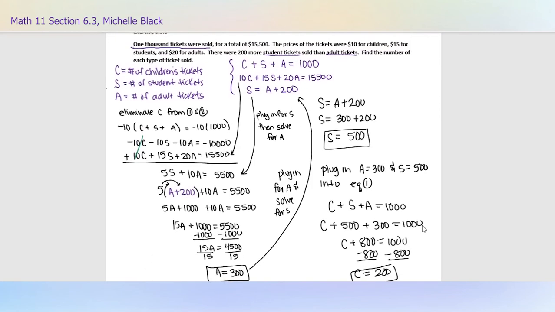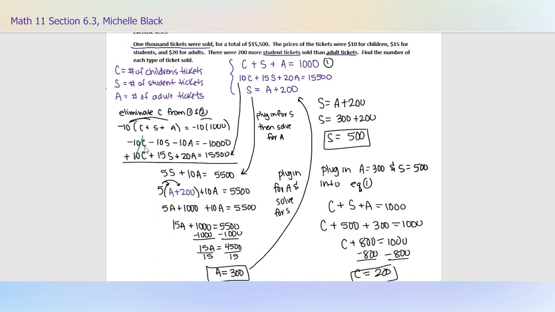So, the first thing I did was I looked at equation 1 and equation 2, and I noticed that I could easily eliminate any of my variables because all of the coefficients in equation 1 were positive 1. Looking at equation 3, I saw that the only variables I had were S and A. So I thought it would be smart to eliminate C so that I would end up with another equation only involving S and A. So what I did was I multiplied equation 1 by negative 10. That way when I add it to equation 2, the C's will cancel out. So that's what I did here. I multiplied by negative 10.